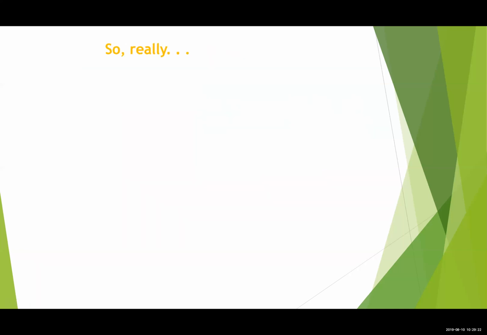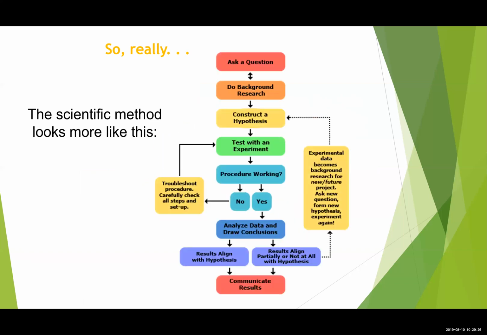So really, your scientific method looks more like this. That's not a nice, neat, straight chart, is it? Here's where we started with: ask a question, do background research, construct a hypothesis, test with an experiment. But then you get to this point. Is your procedure working? No. Troubleshoot it. Carefully check all the steps and setup. Go back and do it again. Is it still not working? Well, how many times are you going to do this before you revise? At some point, you're going to revise.